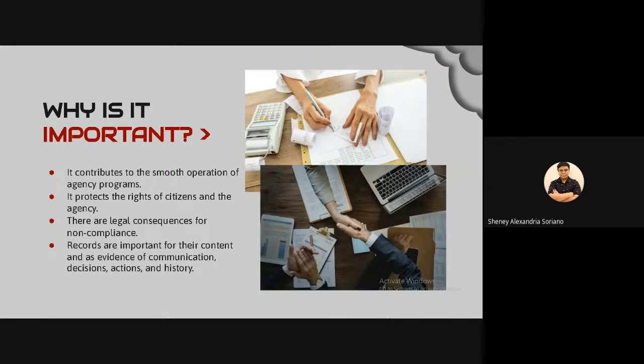So, why is it important? It contributes to the smooth operation of agency programs, followed by its protection of rights of citizens and the agency. And if they're not compliant, there are legal consequences. And records are important for their content, and they are the evidence of communication, decisions, actions, and history.